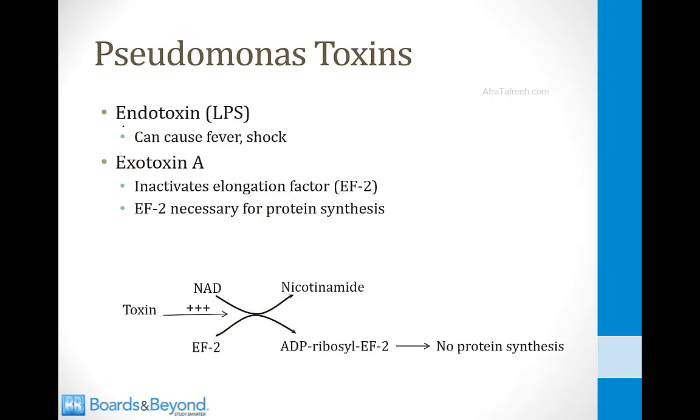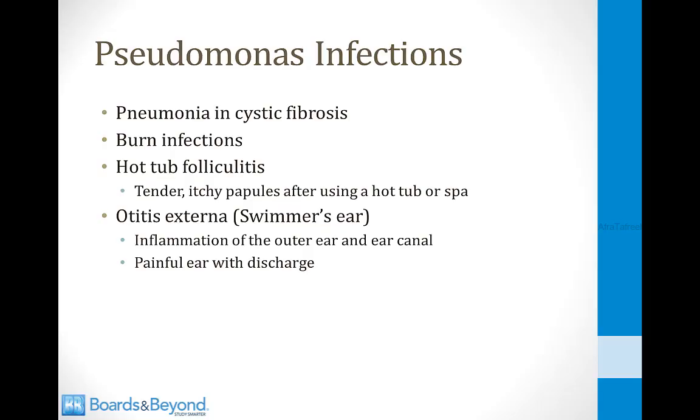Pseudomonas contains endotoxin, which is lipopolysaccharide, and this can lead to fever and shock. It also secretes a toxin called exotoxin A, and I talk about this in detail in the module on virulence, but exotoxin A inactivates elongation factor 2, and elongation factor 2 is necessary for protein synthesis. So now let's go through the many infections that Pseudomonas causes.